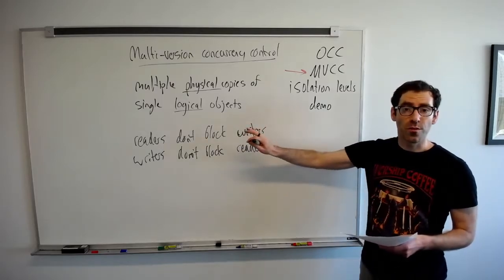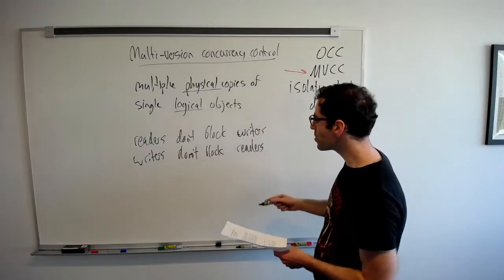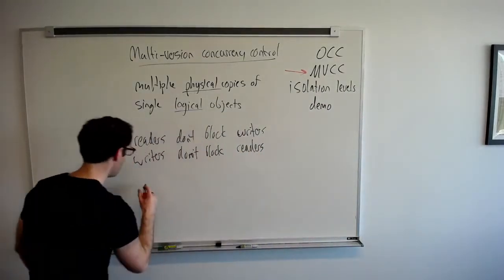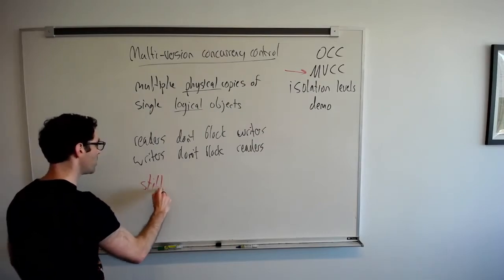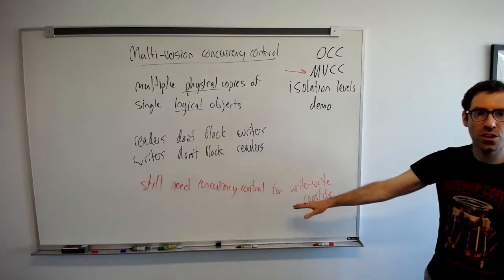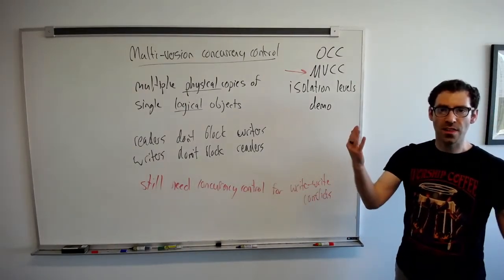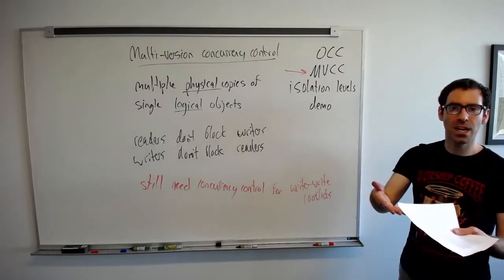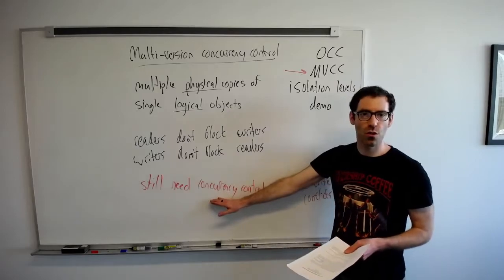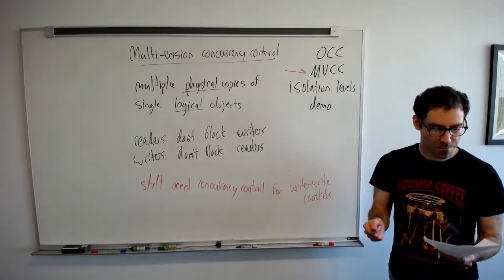Now, we've prevented interference from readers with writers and writers with readers, but we still need concurrency control for write-write conflicts. So if we have two transactions that are concurrently updating the same object, we're still going to need some concurrency control in order to resolve those write-write conflicts.